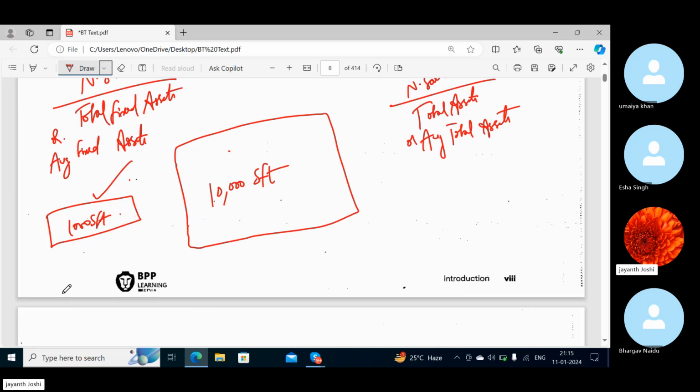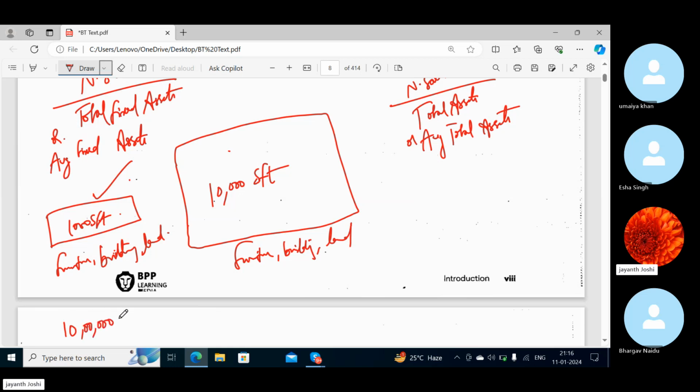So here the total fixed assets, you know what fixed assets are. Fixed assets are the ones which have tangibility, I mean physical substance. Tangible means it has physical substance. So furniture, building, land, all these are fixed assets. The other shop also has furniture, building, land. And the fixed assets valuation here is 10 lakhs.